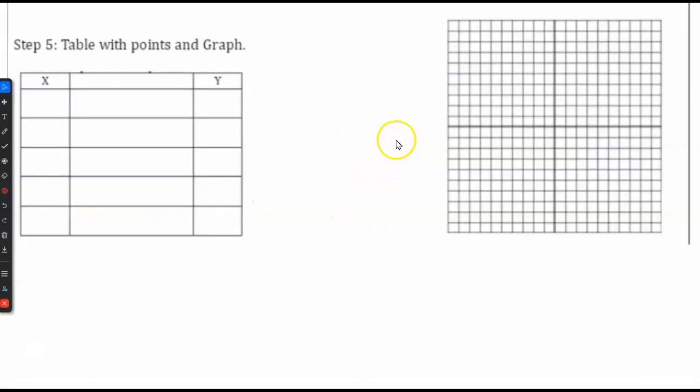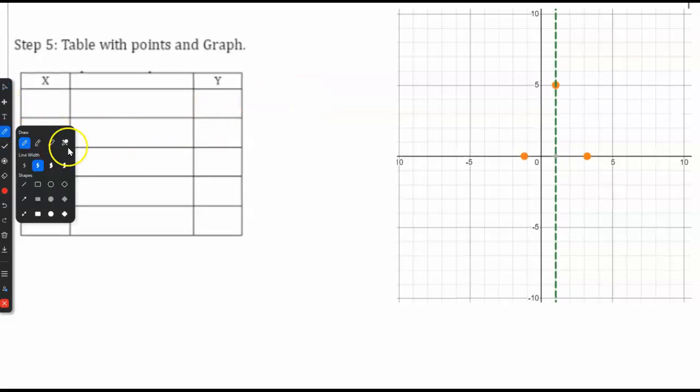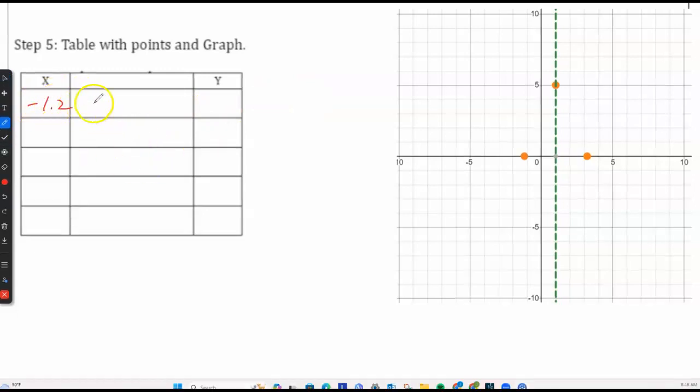All right, so we're going to do the same thing we did last time. We're going to put the things in that we already know, so we can graph our axis of symmetry and our vertex. So we have negative 1.2, 0 and 3.2, 0. Those are our zeros from when we solved. Our vertex is 1, 5. And we need another point on the graph. There are easy points to put in. We can put 0 in, we can put 2 in, we can put negative 1 in.